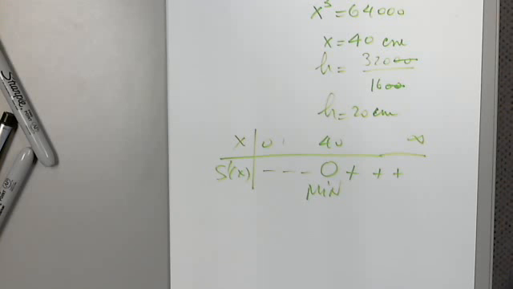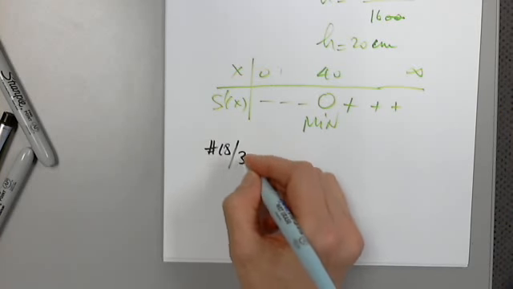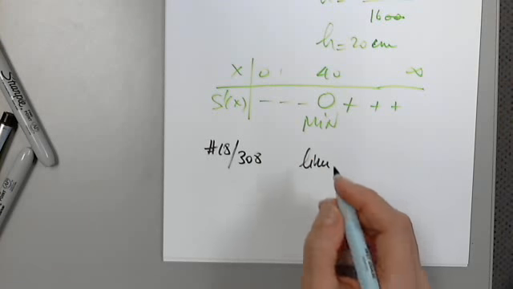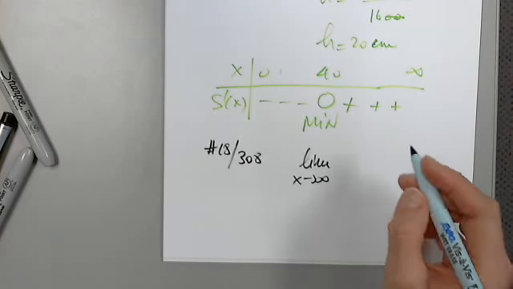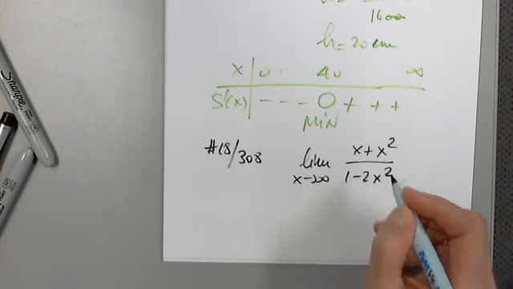I know we have about 3 minutes left. Would you like to quickly choose a L'Hopital's rule limit? An easy one, although there is nothing easy here. Okay, a very easy one. Number 18 on page 308: the limit as x approaches infinity of x plus x squared divided by 1 minus 2x squared.